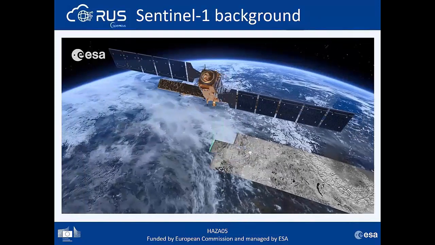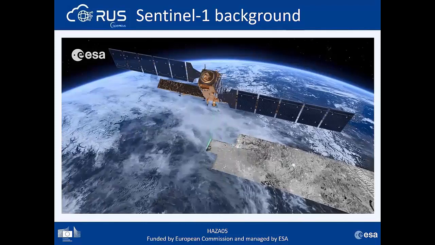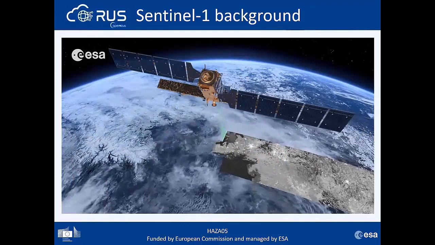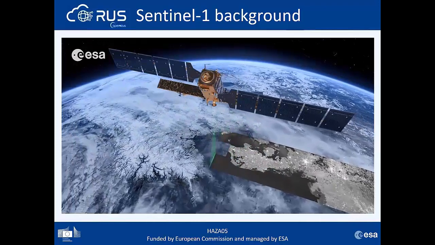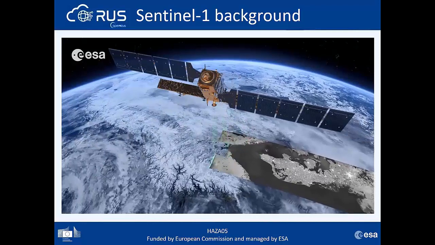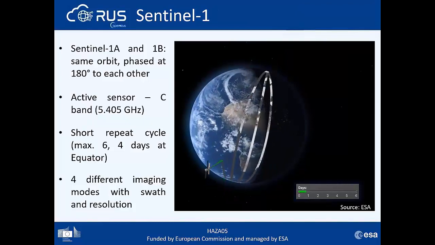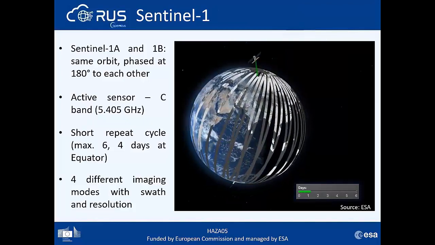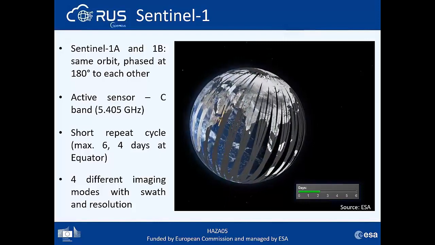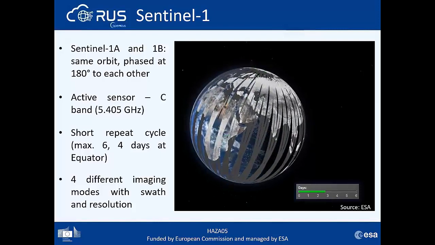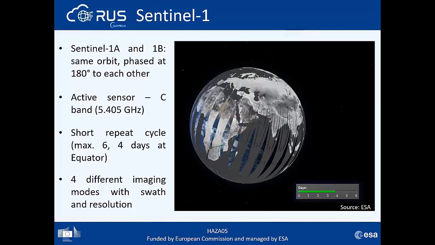So for this exercise we will be using C-band SAR data provided by the Sentinel-1B satellite. The Sentinel satellites are included in the space component of the Copernicus program of the European Commission and the European Space Agency. The Sentinel-1 mission is formed by a constellation of 2 twin satellites phased at 180 degrees to each other. It is an active sensor working on C-band. It includes a right-looking active phased array antenna providing fast scanning in elevation and azimuth, and it provides data with a short repeat cycle of 6 days.